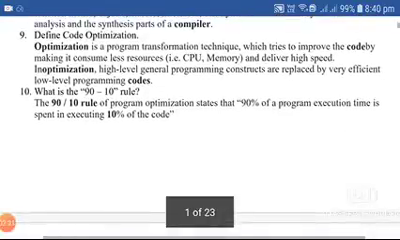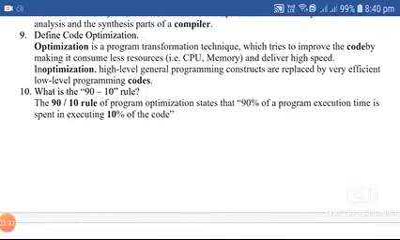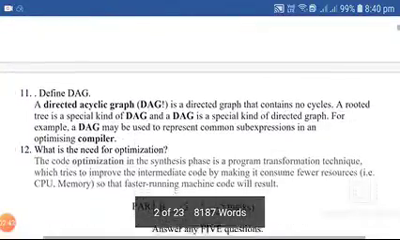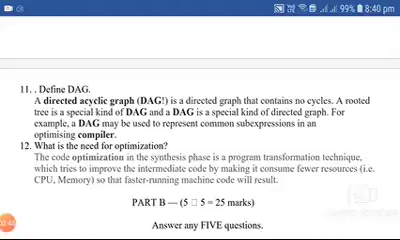Next, 10th question, what is the 90/10 rule? The 90/10 rule of program optimization states that 90% of the program execution time is spent on executing 10% of the code. Next, 11th question, define DAG.